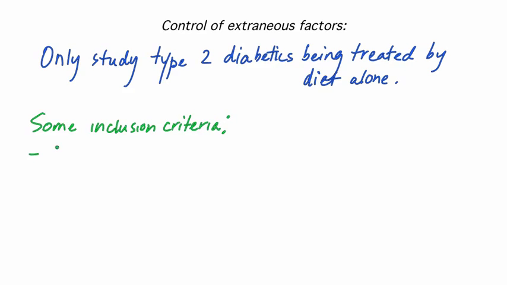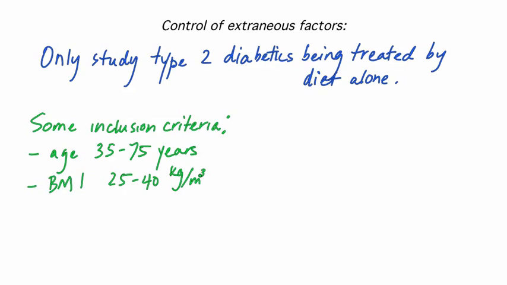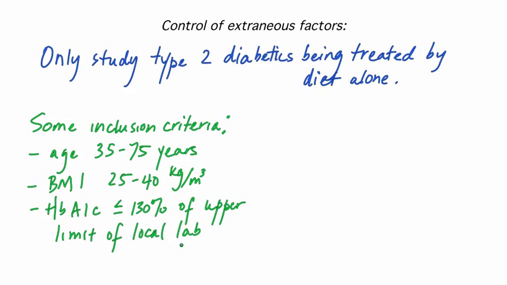These included age. We were looking for subjects between 35 and 75 years old. Subjects needed to have a body mass index between 25 and 40 kilograms per meter cubed, which are typical values for people with type 2 diabetes. And their HbA1c level, which would be elevated because they were diabetics, still had to be low enough so that they could continue to be treated just by diet.